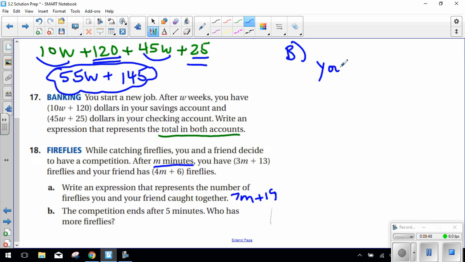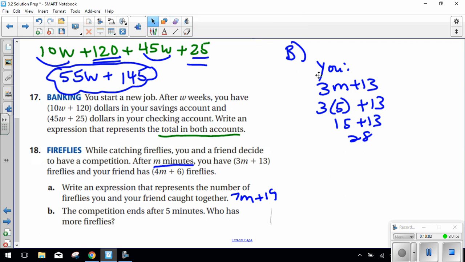So for you, 3M plus 13. That means 3 times 5 plus 13. So 15 plus 13, that is 28. That's for you.